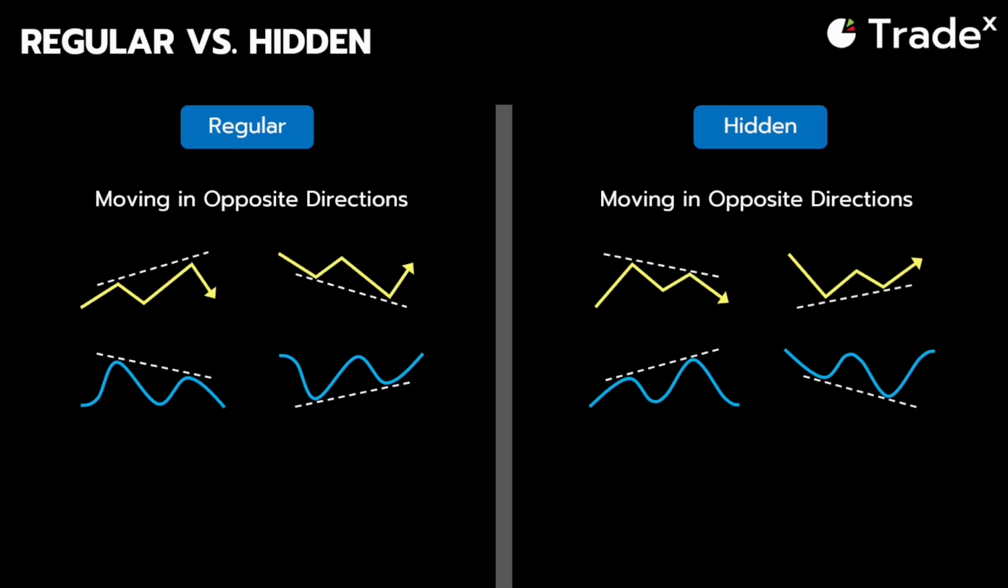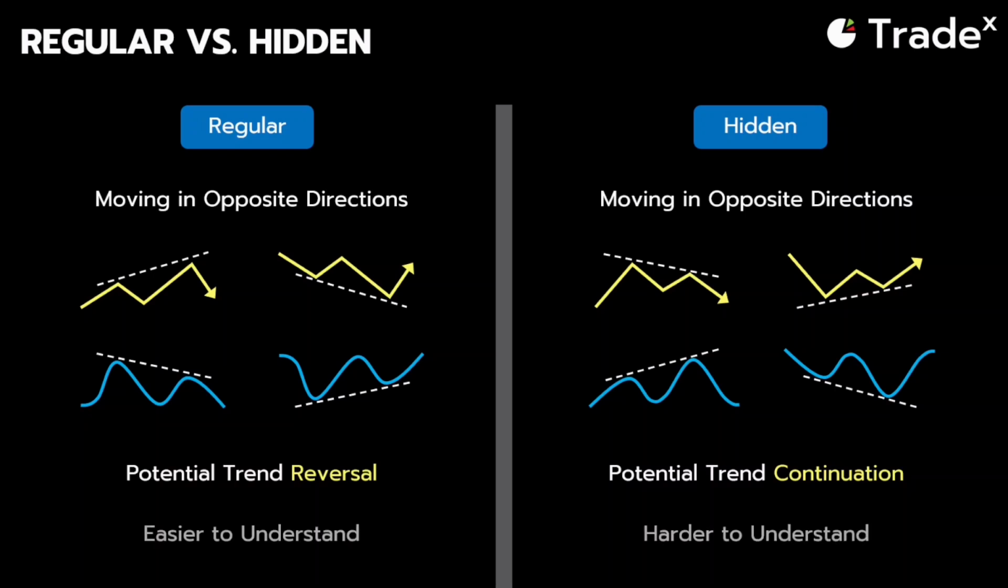Next up, regular divergence signals a potential reversal, while hidden divergence indicates a continuation of the current trend. Based on our experience, regular divergence is generally easier to understand from a user perspective compared to hidden divergence.